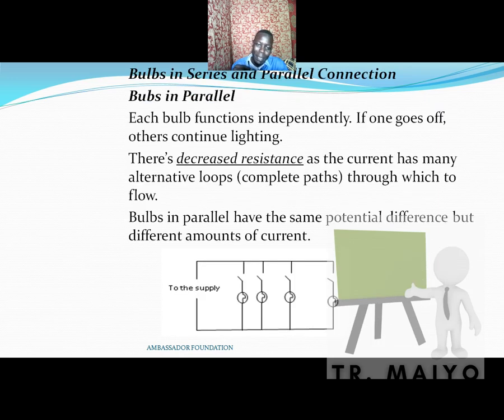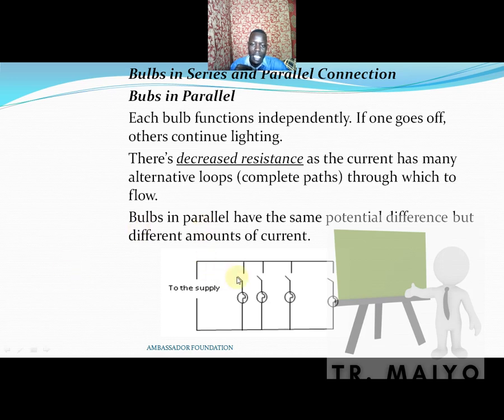Now look at these bulbs, in series and in parallel. Before I move on, I said cells should always be connected in series. In bulbs, it is opposite. Bulbs should always be connected in parallel. You will get the reason as I'm explaining something here.